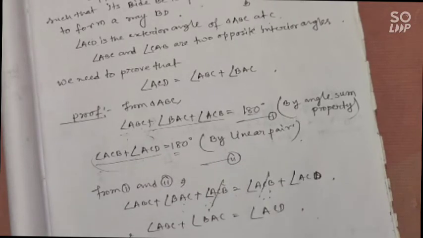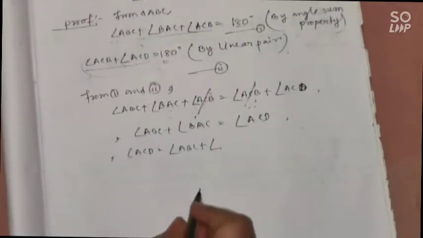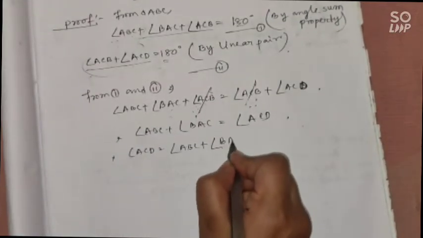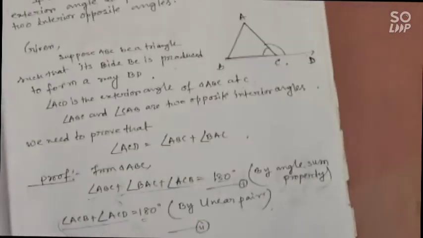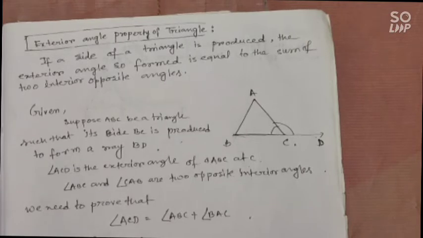Here we come to the conclusion. Angle ABC plus angle BAC equals angle ACD. So angle ACD equals angle ABC plus angle BAC. This is the exterior angle property of triangle.